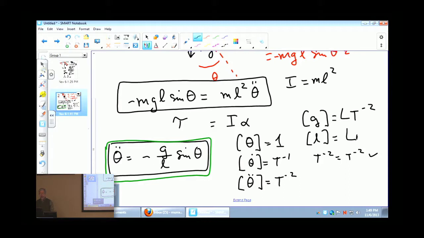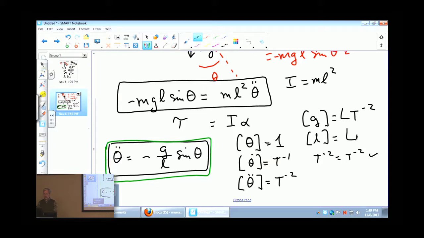Okay, now this is not very easy to solve. This is not one of the ones we have seen. This is a differential equation. It's not one of the ones you have seen yet. And it is why this is not a simple harmonic oscillator, because it doesn't have even the same differential equation.